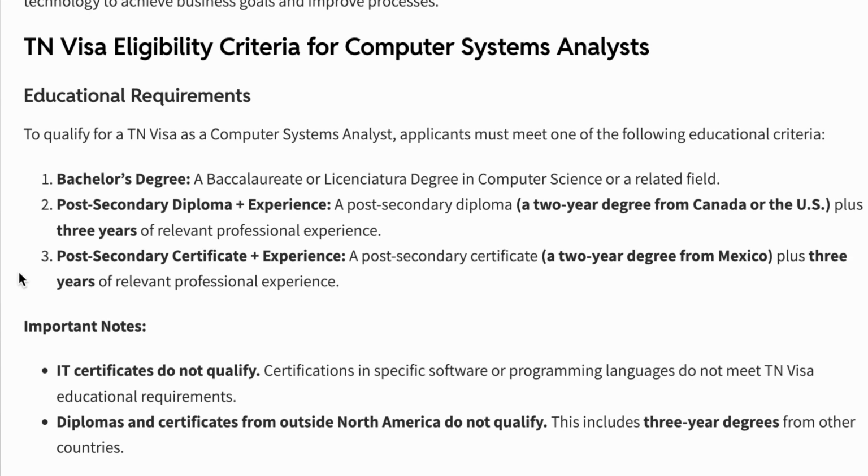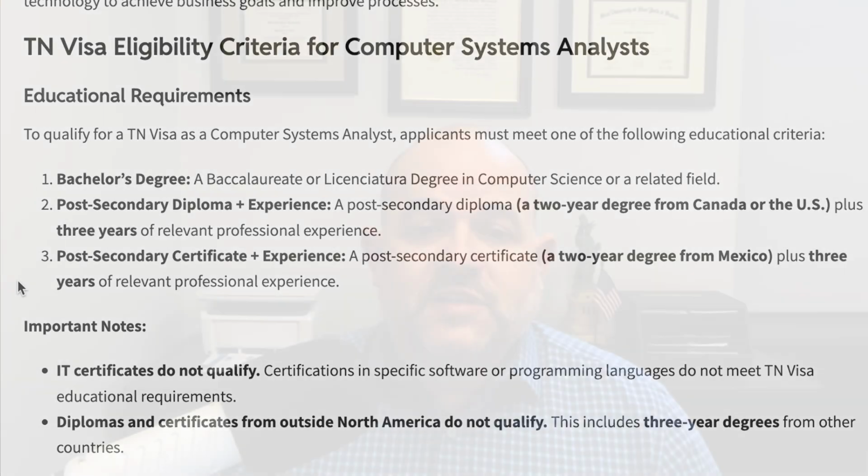On top of that, if you are relying on a diploma or certificate, you would have to combine that with at least 3 years of progressive experience in the industry. How do you quantify that? Well, you can't quantify it with a resume. You need to quantify that with a former employer letter that attests to the duties that you performed and makes it clear that your experience was in a related field to computer systems. Those are the minimum requirements.